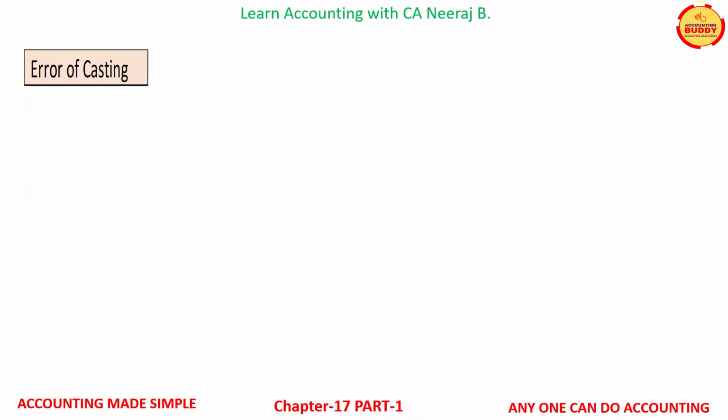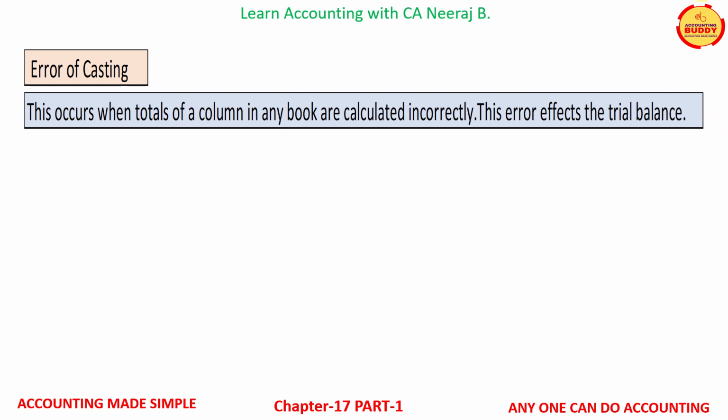Another type of error of commission is error of casting. This error occurs when totals of a column in any book are calculated incorrectly. This error affects the trial balance. Let us understand error of casting with an example of sales book entries.